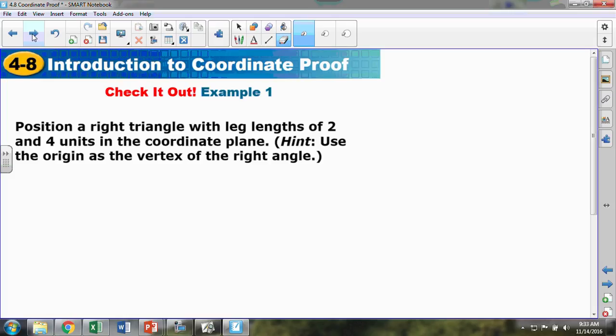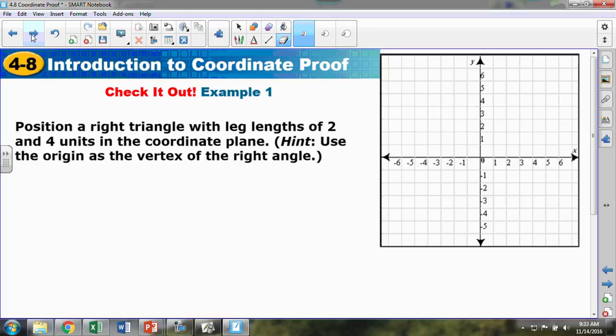Similarly, position a right triangle with a leg length of 2 and a leg length of 4 in the coordinate plane. Big hint again, use the origin. If we put the origin as one of the vertices, we could draw our right triangle with a leg of 2 and a leg of 4 using the axes as sides. Connect our triangle. We're done. We've positioned the triangle in the coordinate plane.